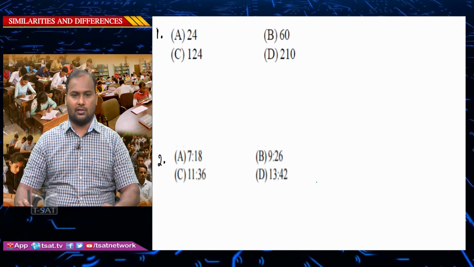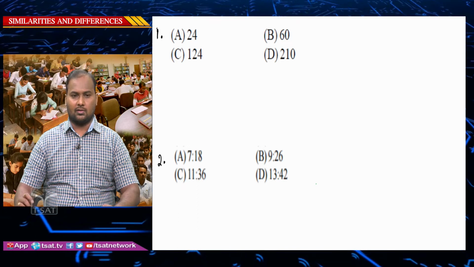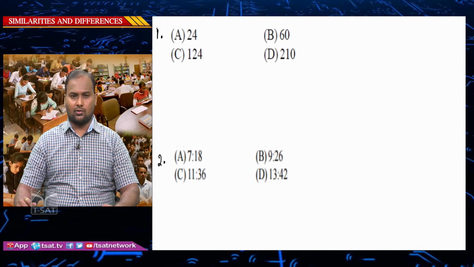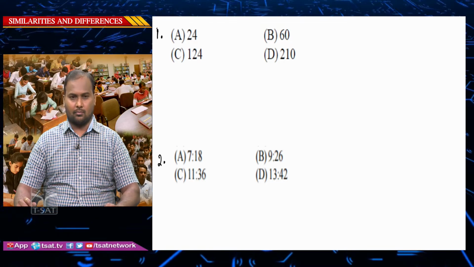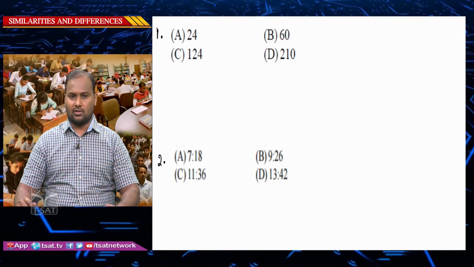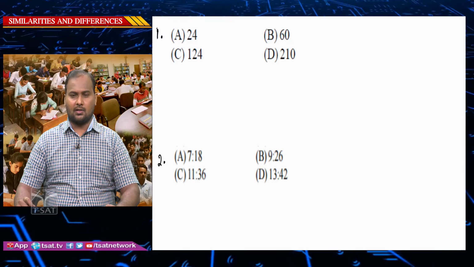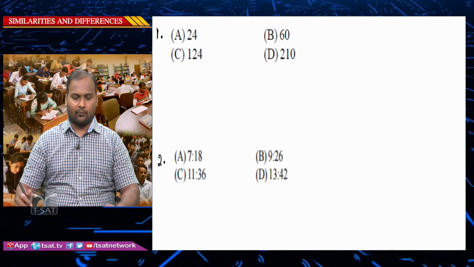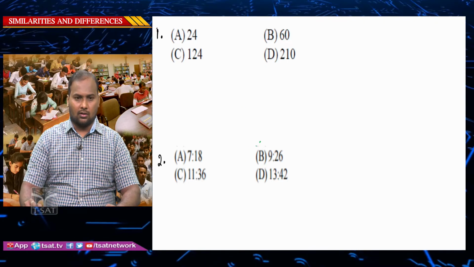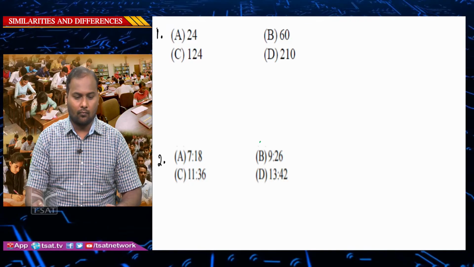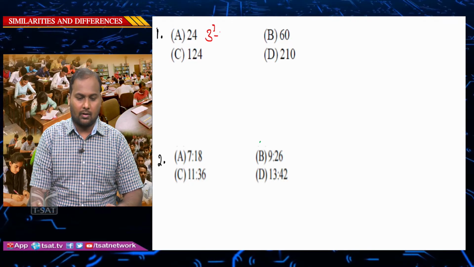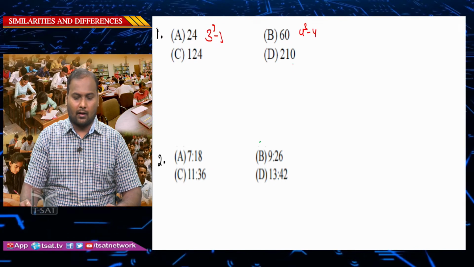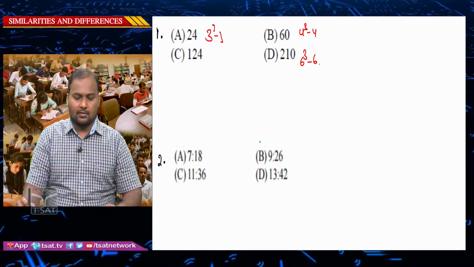For example, the question is 24, 60, 124 and 210. The moment you see this question, the student should recognize the range of the numbers. If you see 24, 60, 120, 210, the numbers are in the range of cubes directly. So immediately the logic that you need to apply is cubes. I can write 24 like 3 cube minus 3, and 60 I can write like 4 cube minus 4, and 210 I can write like 6 cube minus 6.